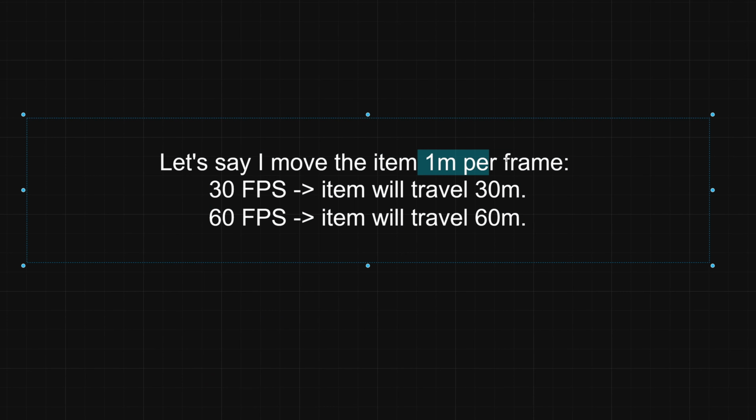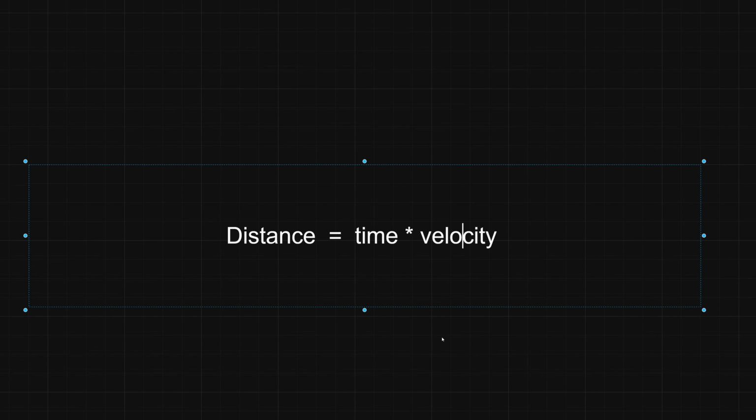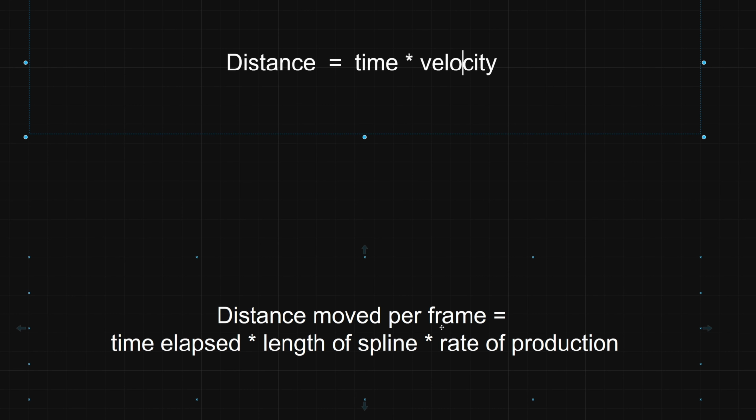I can't move the items the same distance every frame because then the movement speed will change depending on the frame rate. I need to calculate the distance based on the time elapsed since the last frame. So if we take a look at the physics equation here, where distance equals time multiplied by velocity, we can use this to calculate how far our item should be moving.